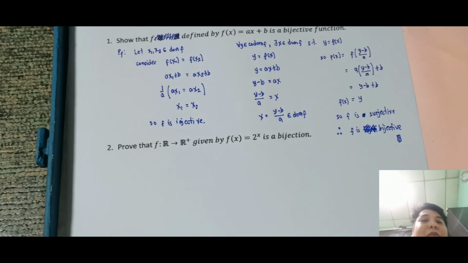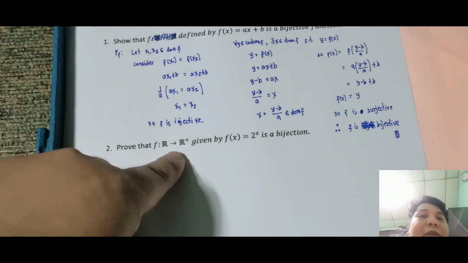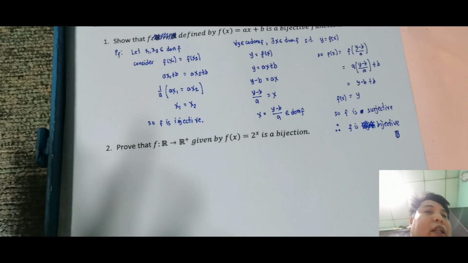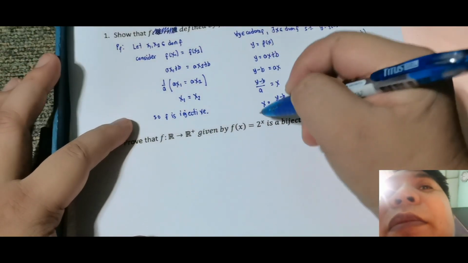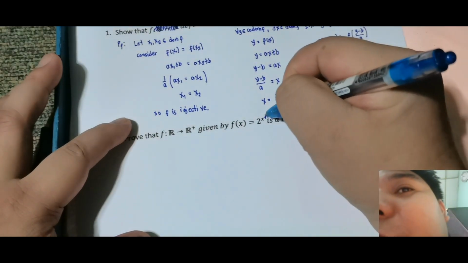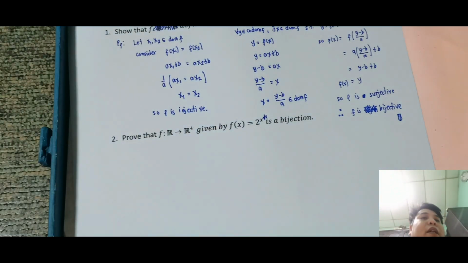Okay, so let's have number 2. Prove that f mapping from R to R+. I won't erase that because it's important. Remember, what is the difference between R and R+? Real numbers include negative, zero, and positive. R+ has no zero and no negative numbers, only positive real numbers: 0.001, 0.002, 0.9999, 1 million, 1 billion, pi, e, all the positive numbers you can think of, but no negative. Given by f of x equal to 2 raised to x, plus 1.